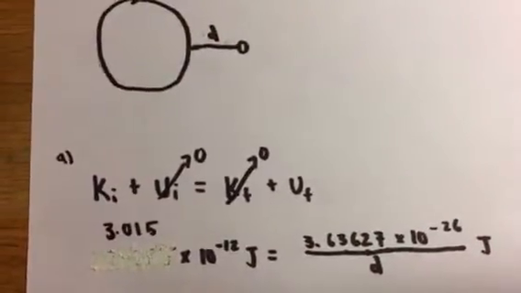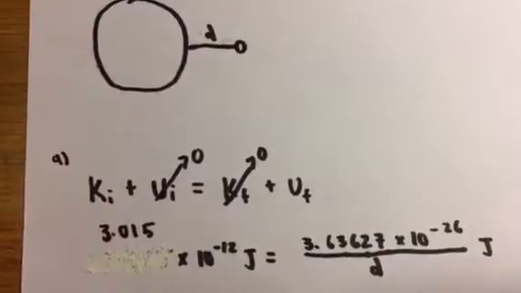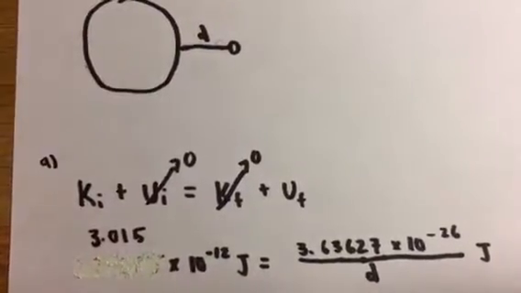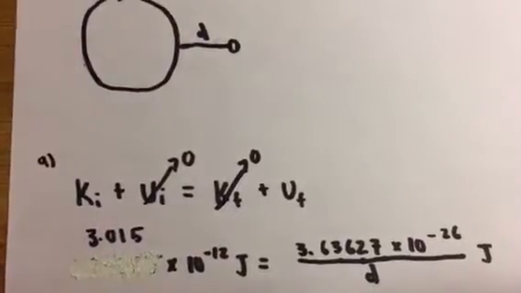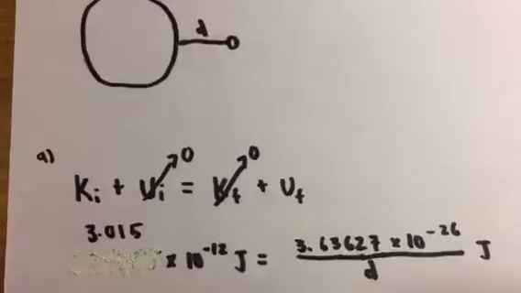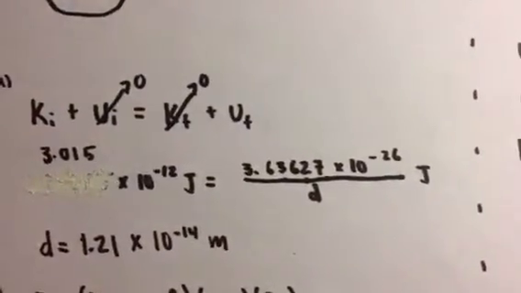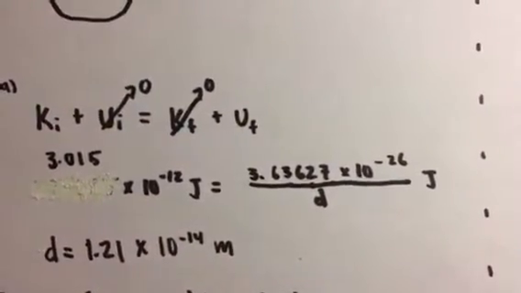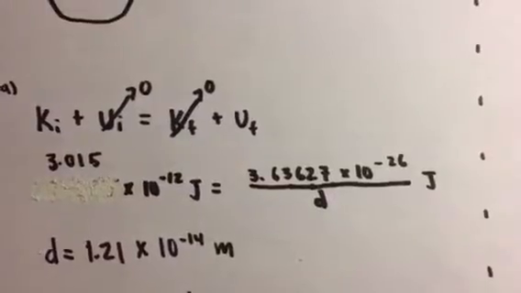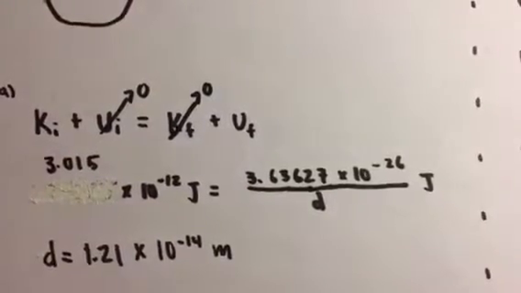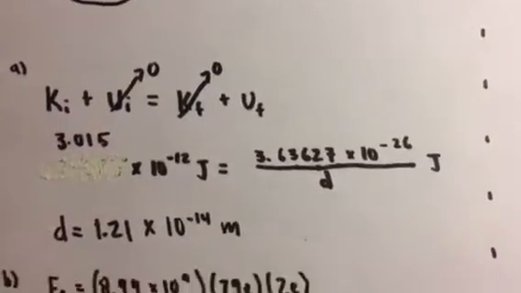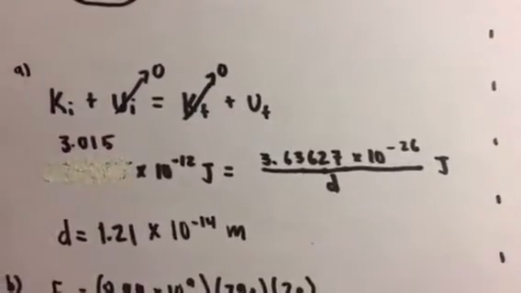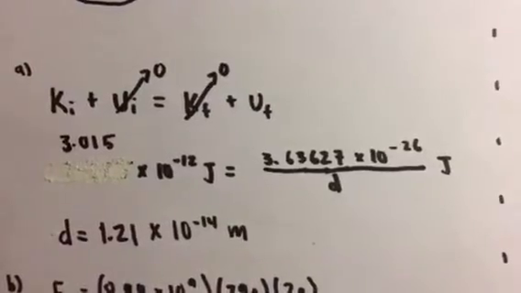So now we plug that into our final equation, which is initial kinetic energy plus initial potential energy equals final kinetic plus final potential. And the initial potential would be 0 as well as the final kinetic. So we get 3.015 times 10 to the negative 12 joules equals 3.63627 times 10 to the negative 26 over d. We solve for d and we get 1.21 times 10 to the negative 14th meters.